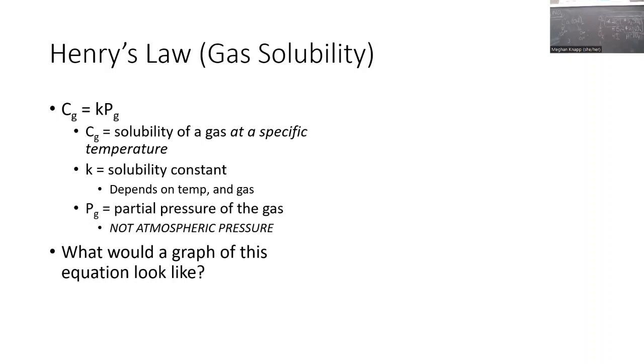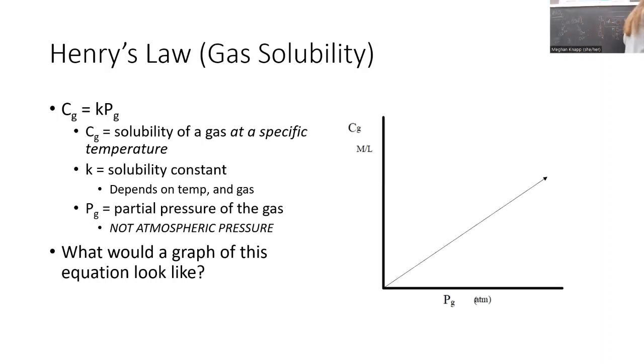Is it possible to have a negative solubility? Is it possible to have a negative concentration? No. So since I can't have a negative concentration, K has to be positive. So if K is positive, what's that going to tell me about the graph? It's going to be an uphill graph. Okay, now we don't know what that slope is going to be, but we should expect this to be a straight line going up. Uphill.